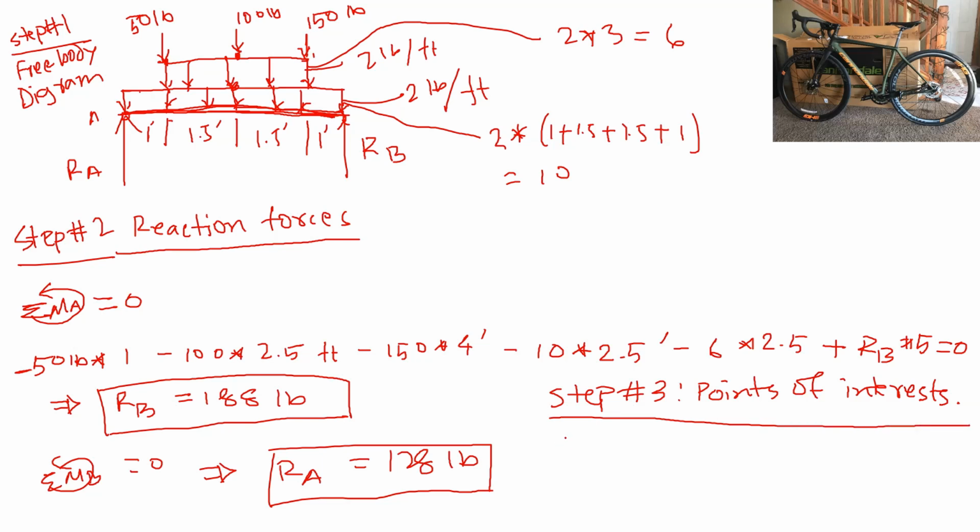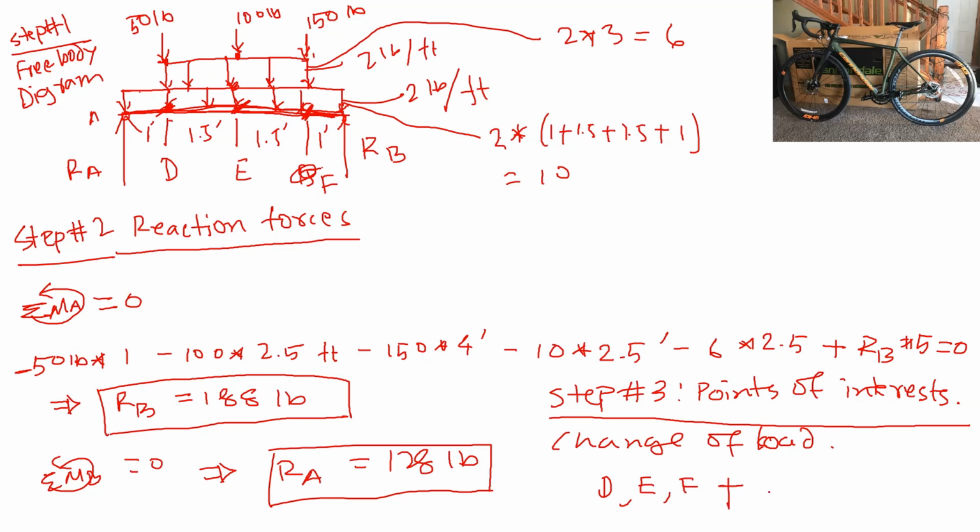Points of interest basically are the change of load. So whenever we have a change of load, that will be a point of interest. So here, start from A, I see a change of load here at 50 pounds. Let's define that as D. And then a change of load here at the 100 pound, let's say that is E. And then a change of load here at 150 pound, say that's F. So in this case, D, E, F are my points of interest.